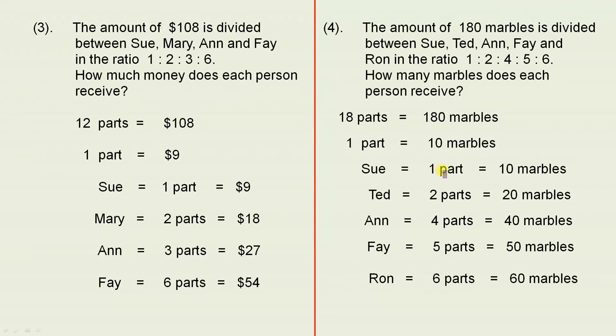So Sue has 1 part, which is 10 marbles. Ted has 2 parts, 20 marbles. Anne has 4 parts, 40 marbles. Faye has 5 parts, 50 marbles. And Ron has 6 parts, which is 60 marbles.